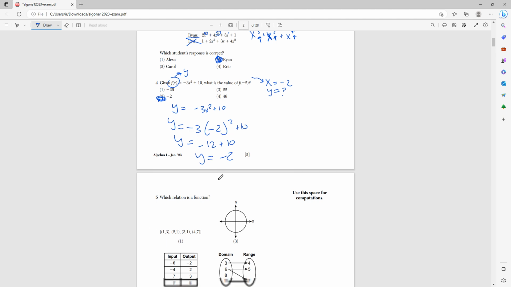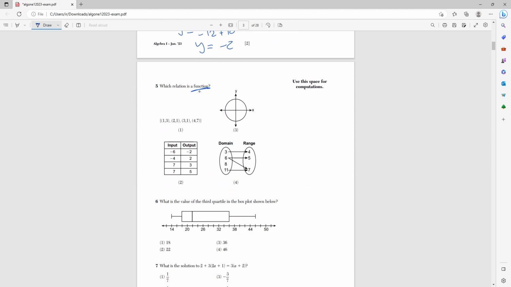Number 5 asks us which relationship is a function. Remember that in a function, every x value has a unique y value. What this means is that when x is, for example, equal to 1, there should be only one y value that it's equal to. If x is equal to 1, it can't equal 2 or 3, right? It only has to equal one of these. It can't be multiple in order for it to be a function, right? So keeping that rule in mind, let's look at our answer choices.